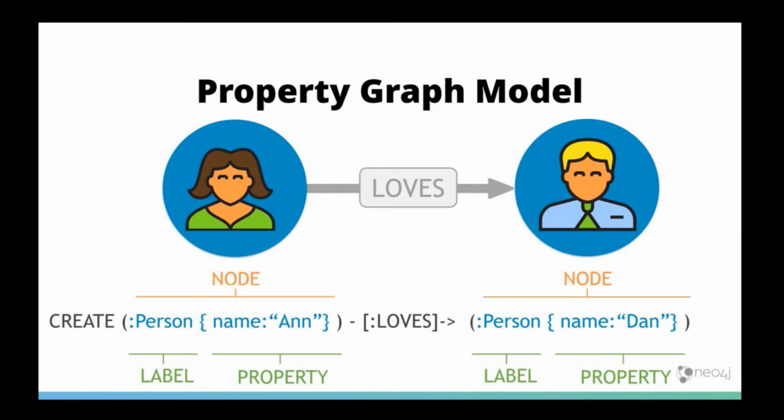Now Neo4j allows you to store directed relationships. So in this case, we're saying Anne loves Dan. We don't know if vice versa is also true. If we do know that Dan loves Anne, we can create a relationship in that direction as well. And when you search your data, you can actually search regardless of the direction of the relationship.